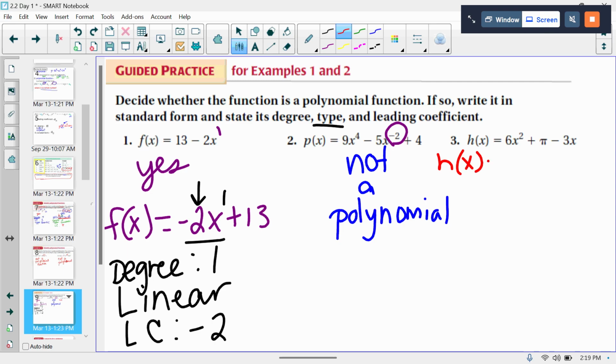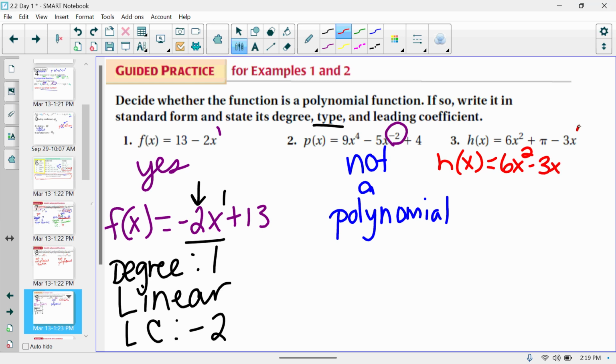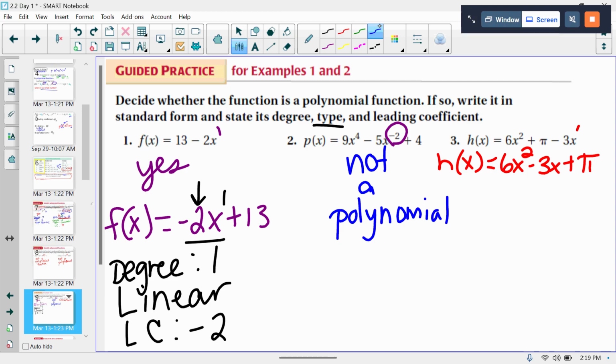So think about that for a second. What's the order it has to be written in? Six x squared would come first, but then the minus 3x, because that's, remember, like x to the first, and then again the constant will always come last. Okay, you tell me degree, type, and leading coefficient.